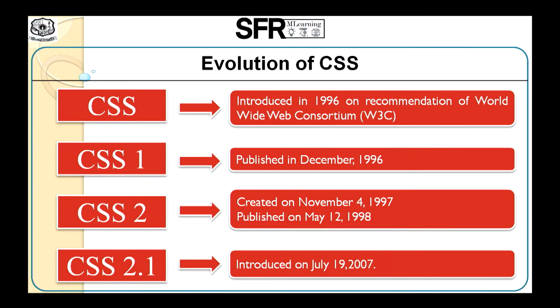Let us see the evolution of CSS. CSS was first introduced in the year 1996 on the recommendation of the World Wide Web Consortium. CSS 1 was published in 1996, CSS 2 was published in 1998, and CSS 2.1 was introduced on July 19, 2007.